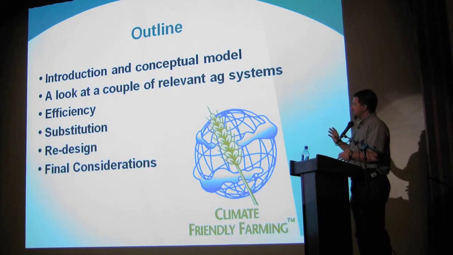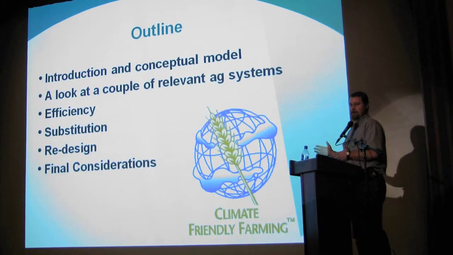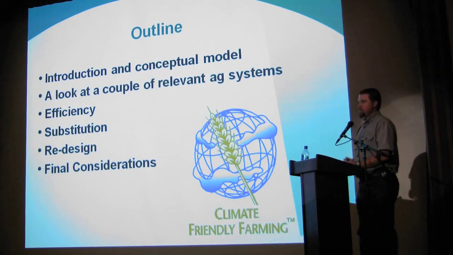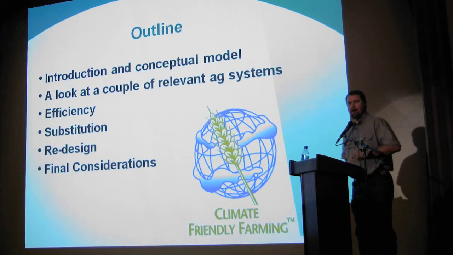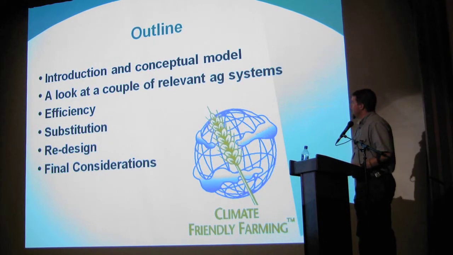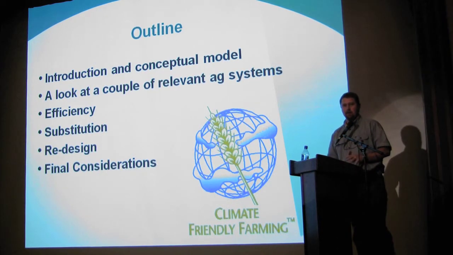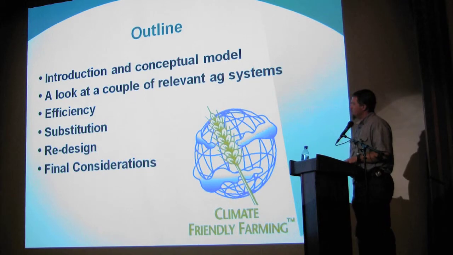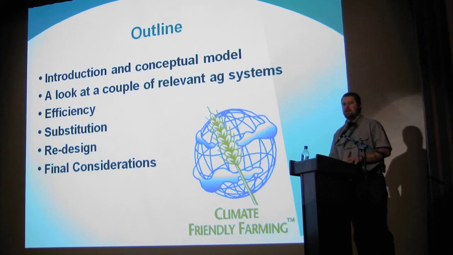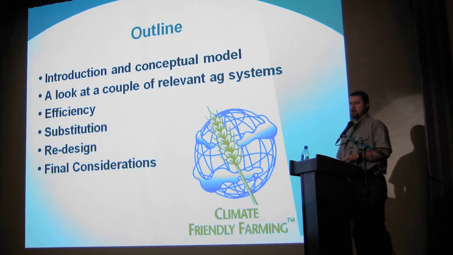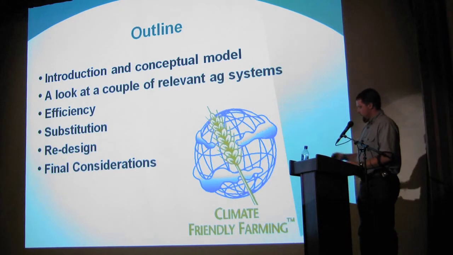And I'm going to give you some context about which to think about it in terms of energy use in agriculture and energy production. So I'm going to give you some introductions to energy and agriculture and then present a conceptual model for how I've organized this talk. Look at a couple of relevant Pacific Northwest ag systems and what we know about the energy use in those systems. And then the model is actually this concept of efficiency, substitution, and redesign. So these are the three legs of how we've organized a lot of our research. And then some final considerations.